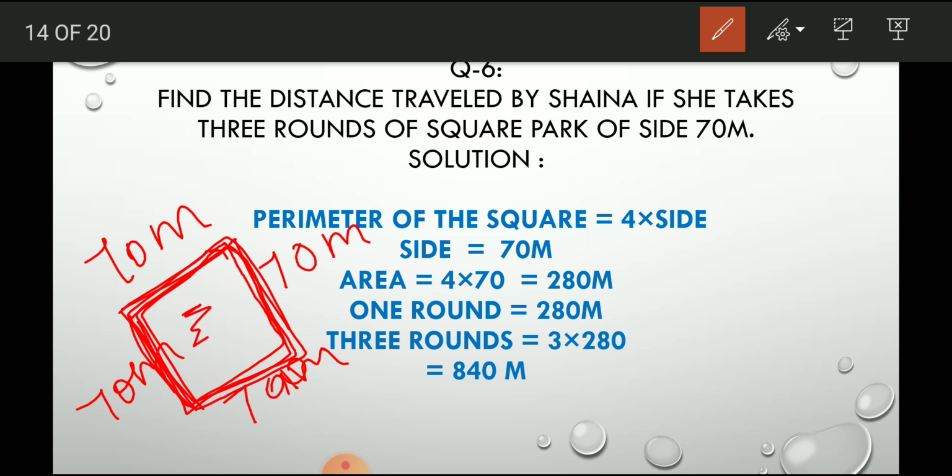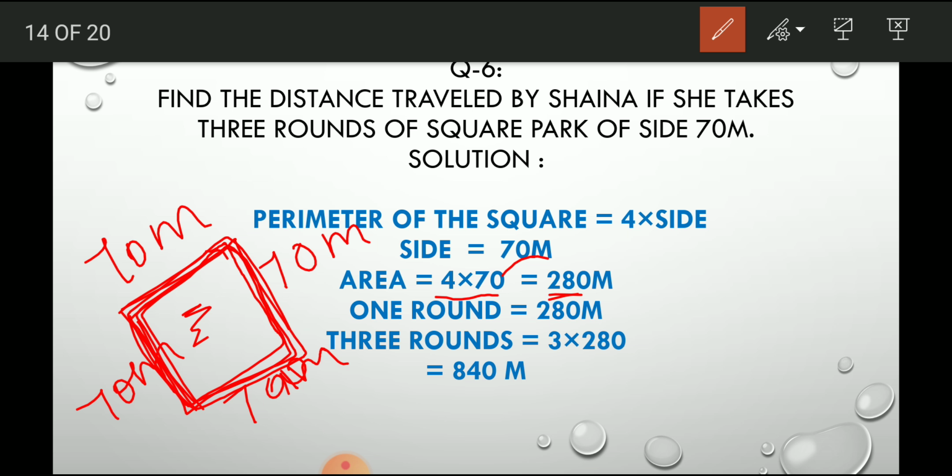Then we just multiply the non-zero terms, 4 and 7. 4 7s are 28, and the 0 will come directly. So 280 meter is the perimeter of the square in only one round. So what they ask is the distance traveled by Shaina if she takes 3 rounds of a square park.